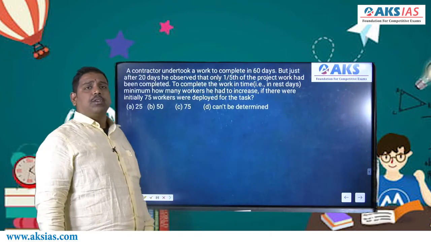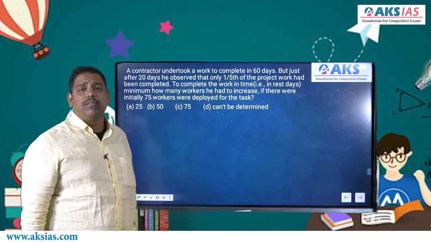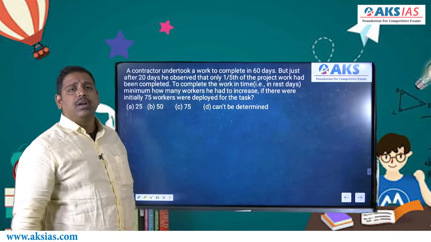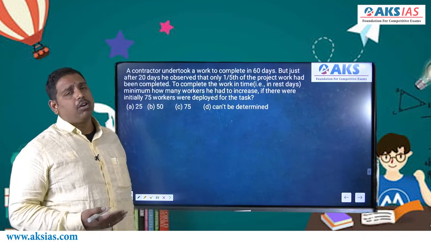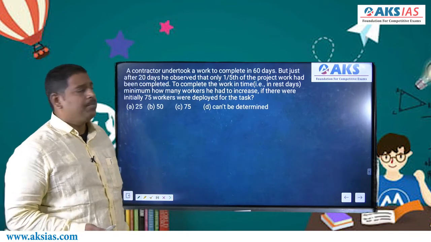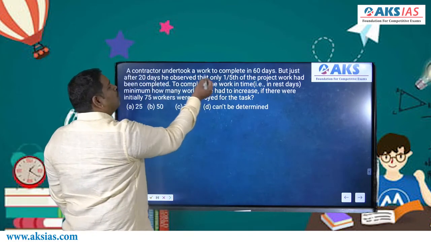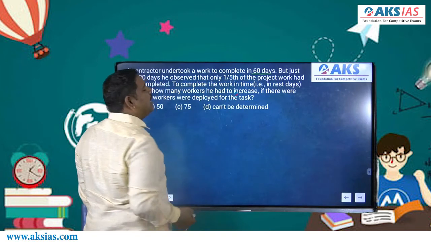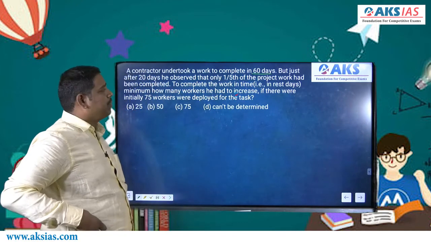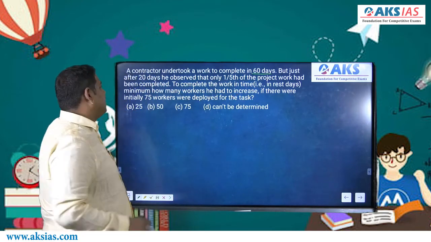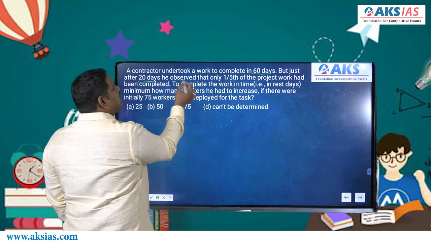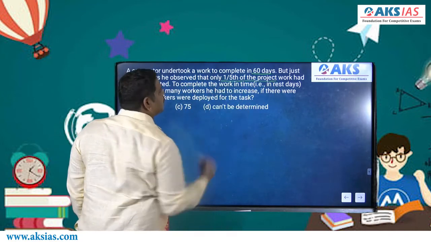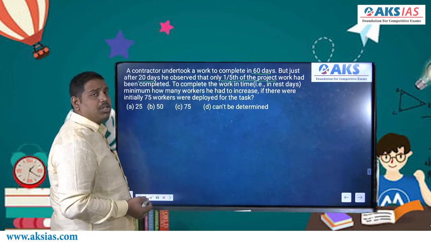All right. So before we enter into the next beautiful topic called wages, let's do one problem on the already completed model called contractor model, that comes under unitary method. A contractor undertook to complete a piece of work in 60 days, a project. But just after 20 days, he observed that only 1/5 of the project was completed.